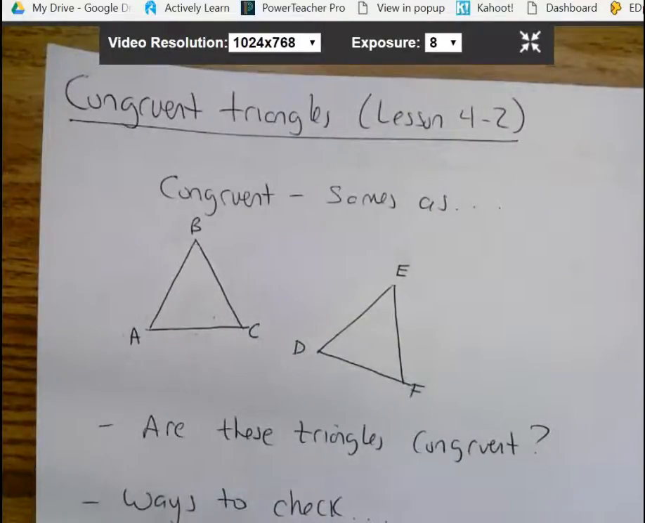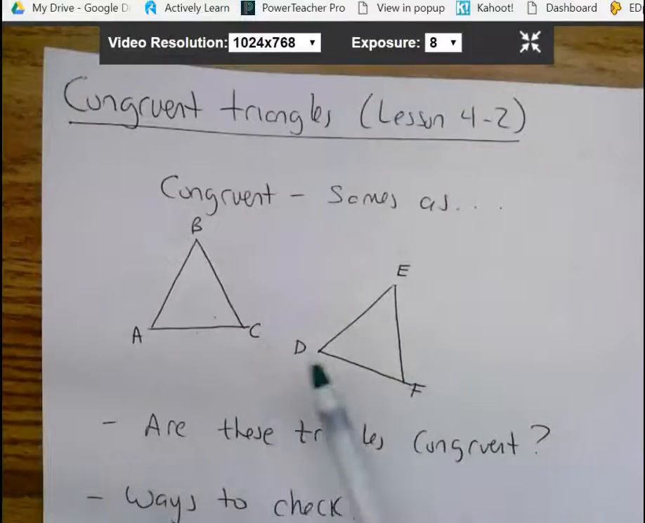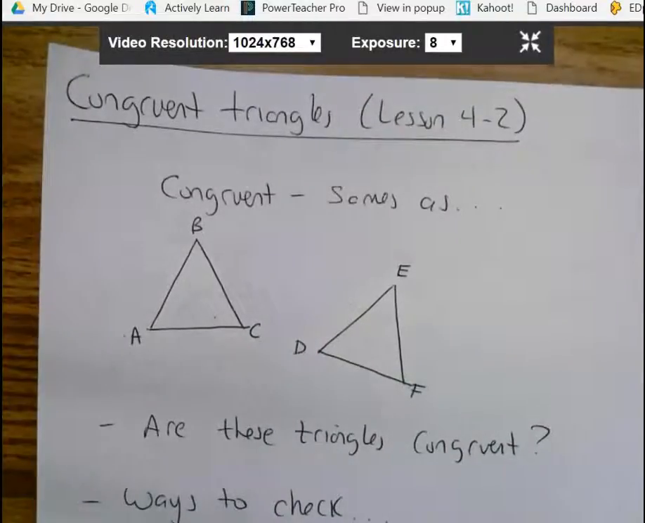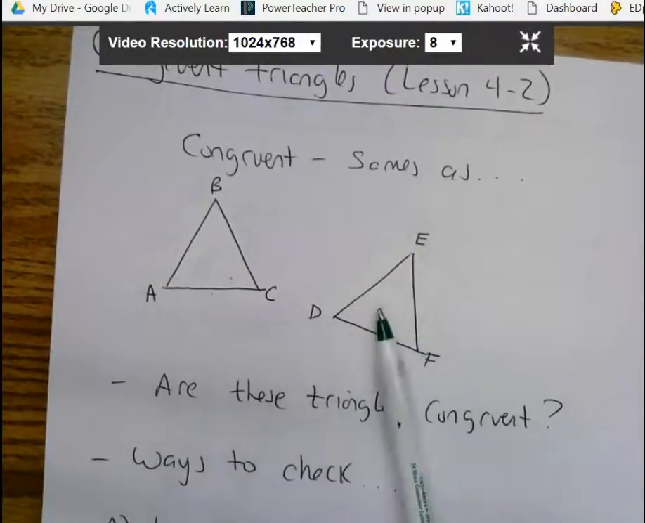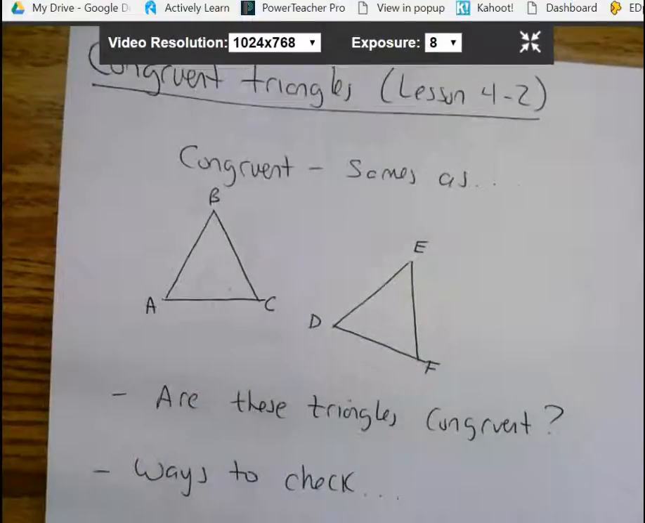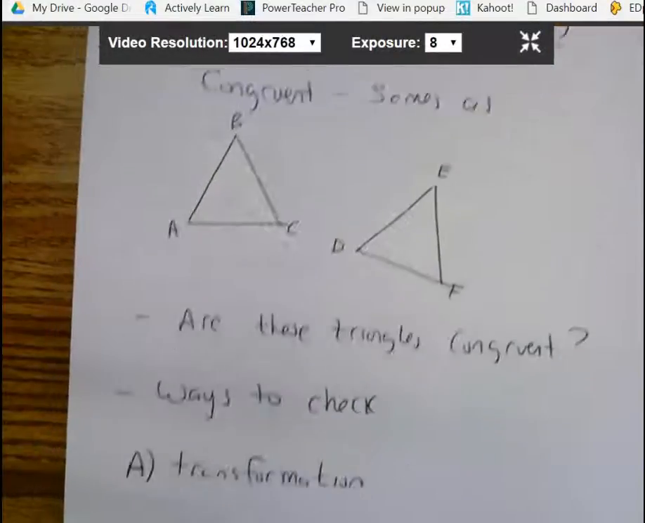And here we have two triangles, ABC and DEF. And we might ask, are these triangles congruent, right? How could we figure that out? Okay. Now we could cut them out, right? We could cut them out and then place one on top of the other, see if they're the same distance. But there's also other ways to check, and one of them actually ties into that.